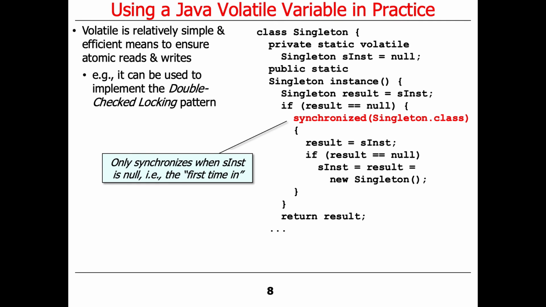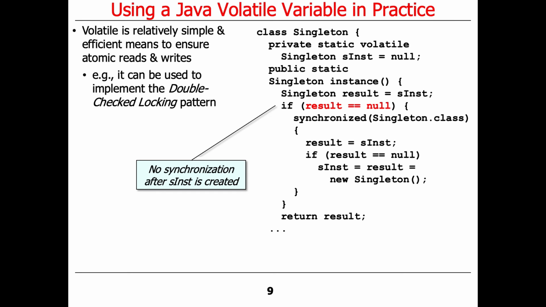And all the other subsequent times, it'll work properly, and the write here, sinst equals result equals new singleton, that operation is guaranteed to propagate through to all the other places that are accessing sinst, and therefore any other calls that come through will be guaranteed to work properly. So there's no need to synchronize after sinst is initialized the first time, which is down in here.